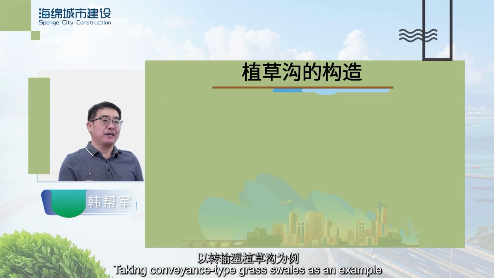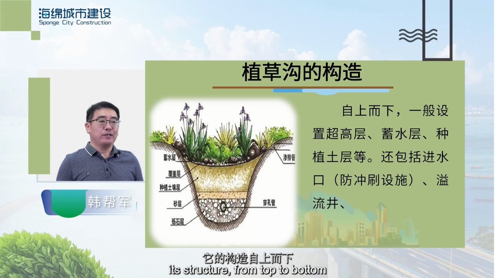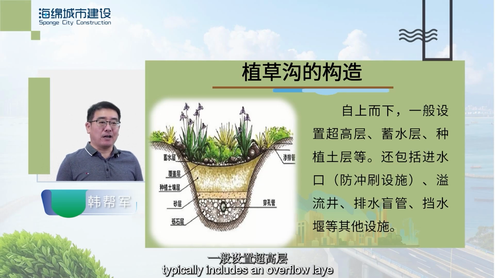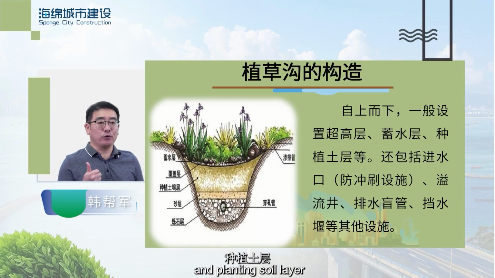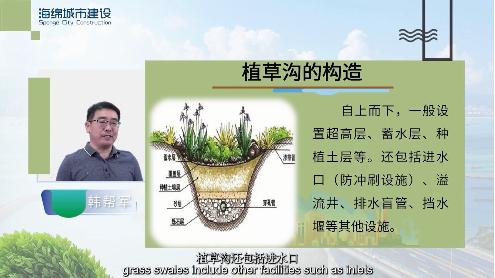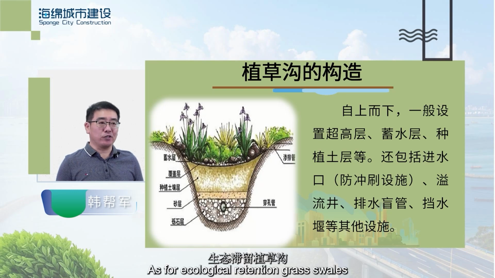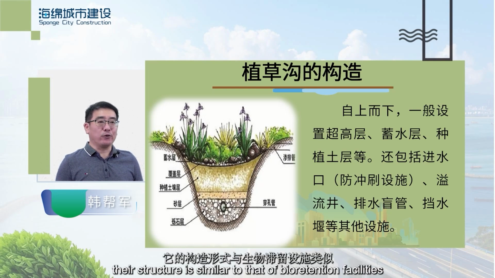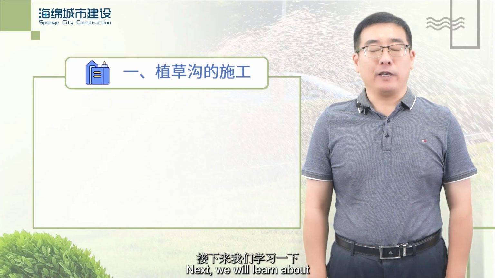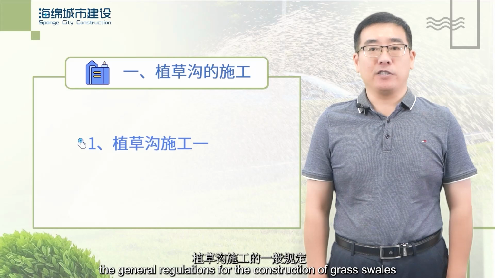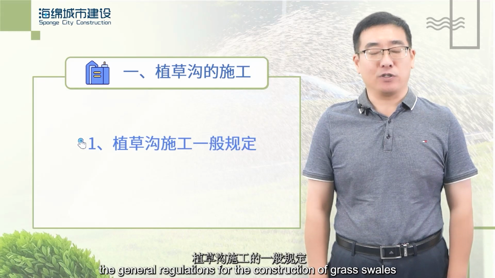Taking conveyance type grass swales as an example, its structure, from top to bottom, typically includes an overflow layer, storage layer, and planting soil layer. Additionally, grass swales include other facilities such as inlets, overflow wells, drainage blind pipes, and check dams. As for ecological retention grass swales, their structure is similar to that of bioretention facilities. Next, we will learn about the general regulations for the construction of grass swales.